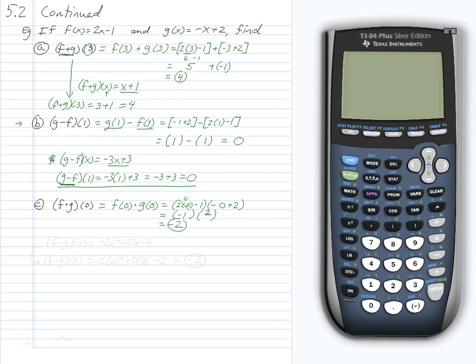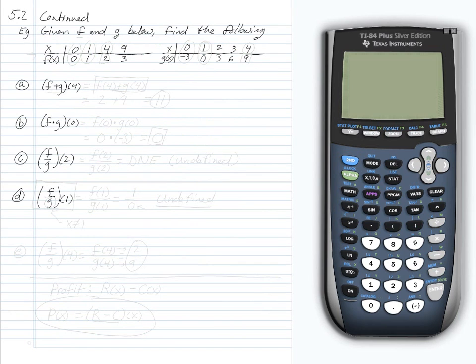Alright, if you refer back to where we just were in the previous example, recall that f times g of x is equal to negative 2x squared plus 5x minus 2. So if we plug 0 into that, that would be negative 2 times 0 squared plus 5 times 0 minus 2. Well, negative 2 times 0 squared is 0. 5 times 0 is 0, so we just end up with negative 2. So quick and easy to use those functions that you've already got.